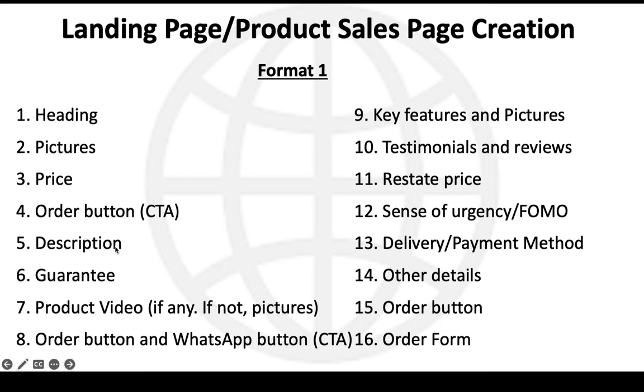Then you can follow that with a guarantee. Then the number 7 item I have here is the product video, if there is any. So if you have the product video, you could include it there, and if you don't have, just use a picture of the product, or pictures of the product in carousel form. So carousel is like sliding pictures.